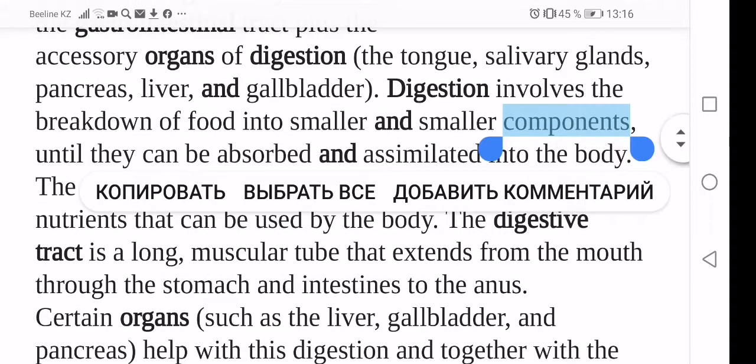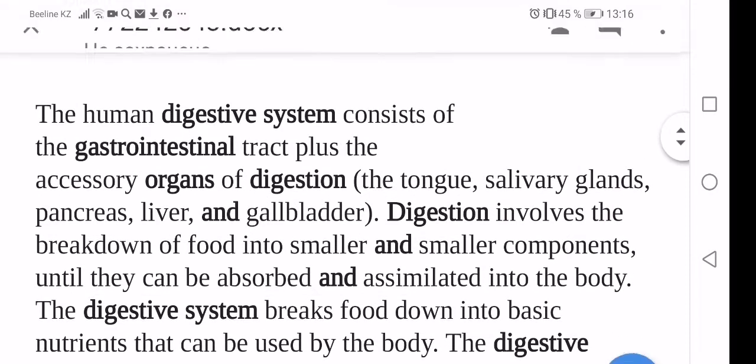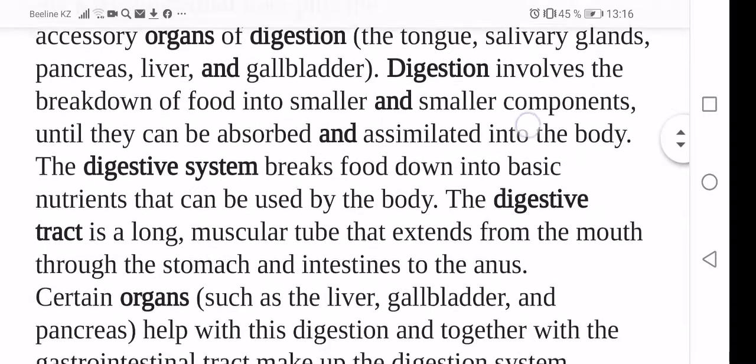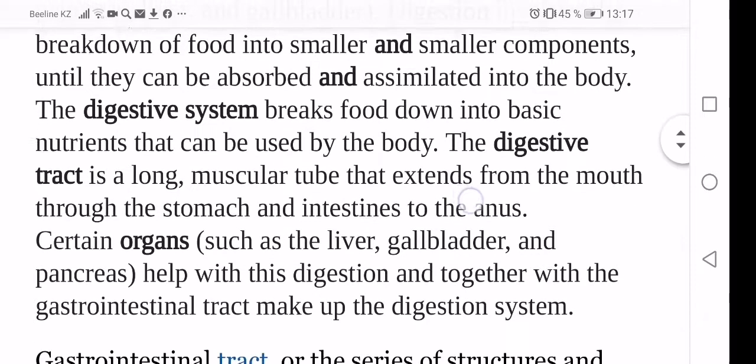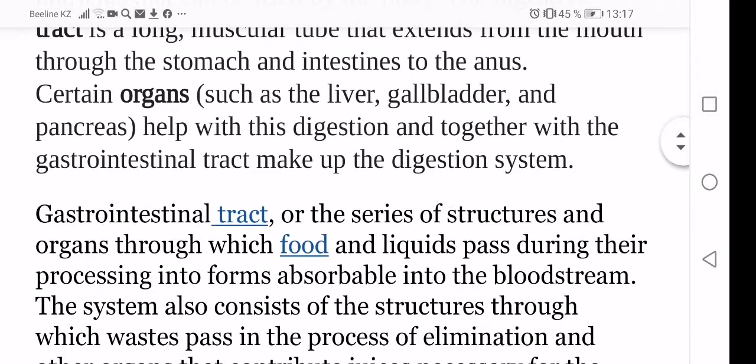The digestive tract is a long muscular tube that extends from the mouth through the stomach and intestines to the anus. Certain organs such as the liver, gallbladder, and pancreas help with this digestion, and together with the gastrointestinal tract make up the digestive system.